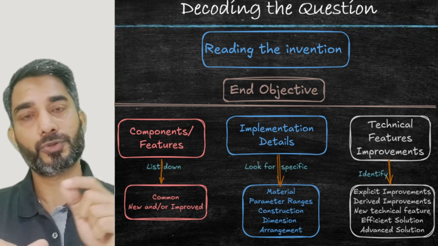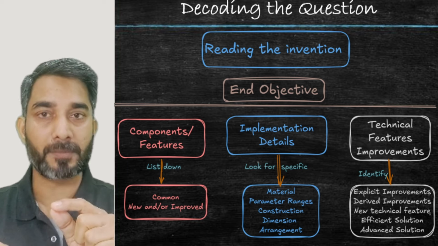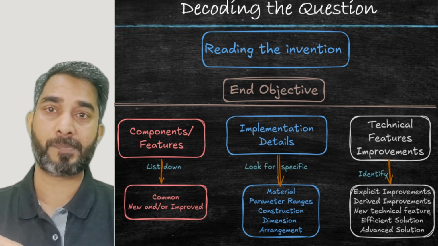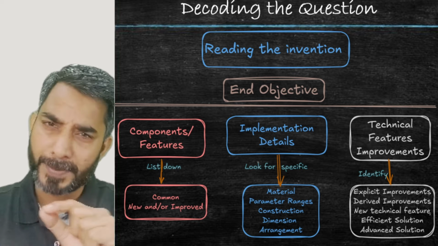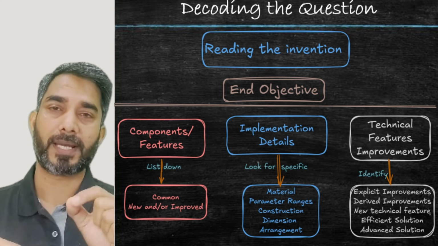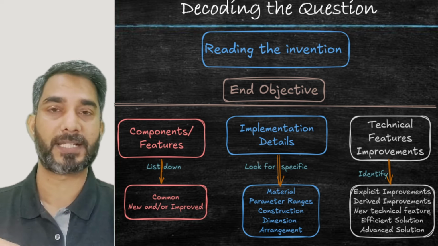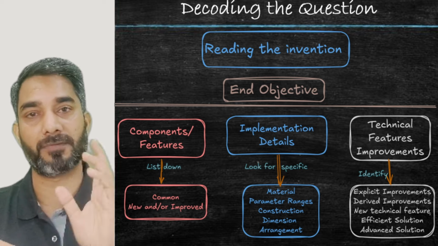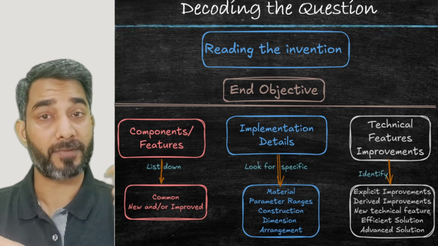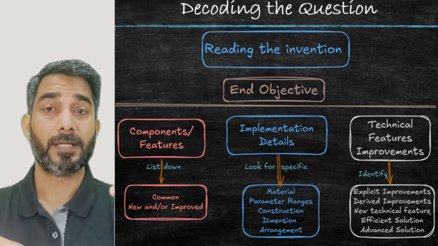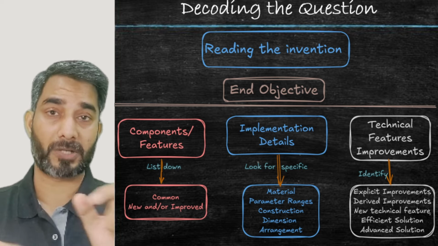So you should also keep in mind any extra implementation details or any specific role or functionality that has been provided for a given component, because that tells you that the inventor is really critical about that particular component.